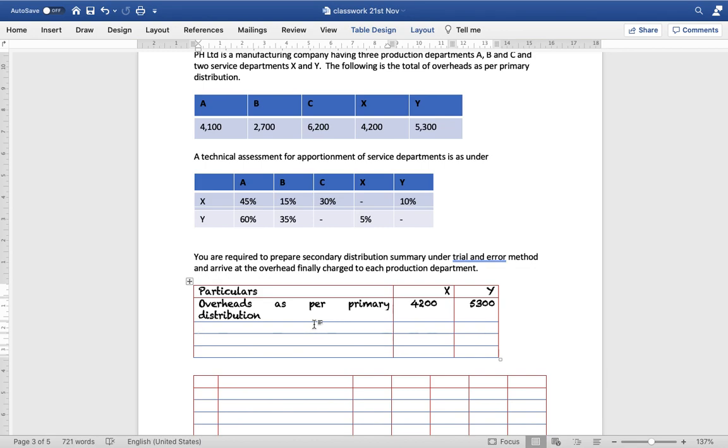Now first we start with share of Y in X over X. Share of Y in X over X is 10%. So 420 goes to Y.